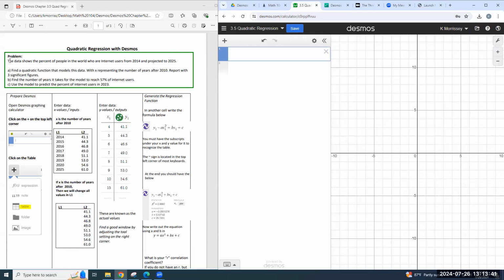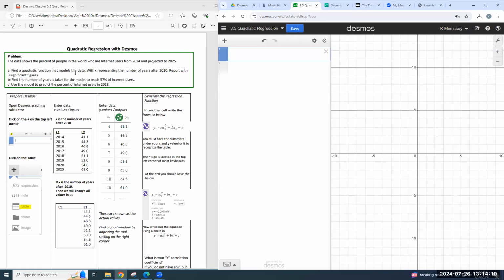So the problem on this one says the data shows the percent of people in the world who are internet users from 2014 to 2025. Find a quadratic function that models this data with x representing the years after 2010. Report with 3 significant figures. Find the number of years it takes for the model to reach 57% of internet users. Use the model to predict the percent of internet users in 2023.